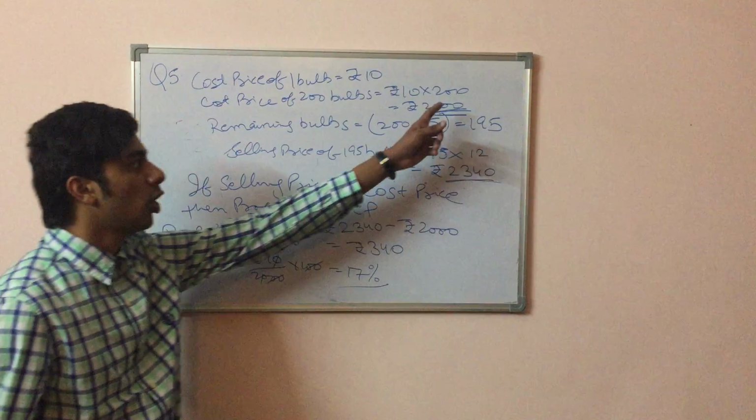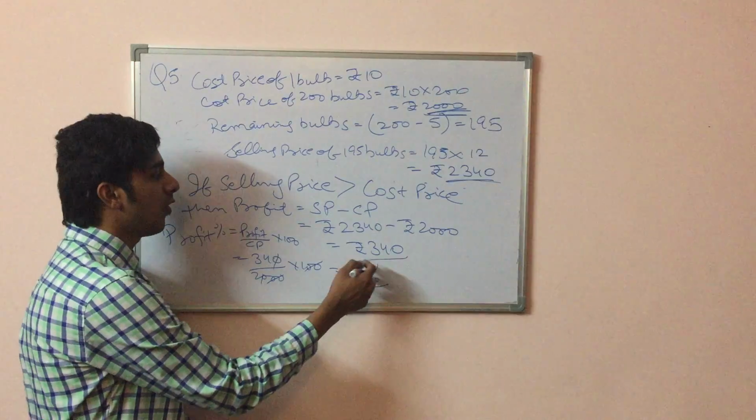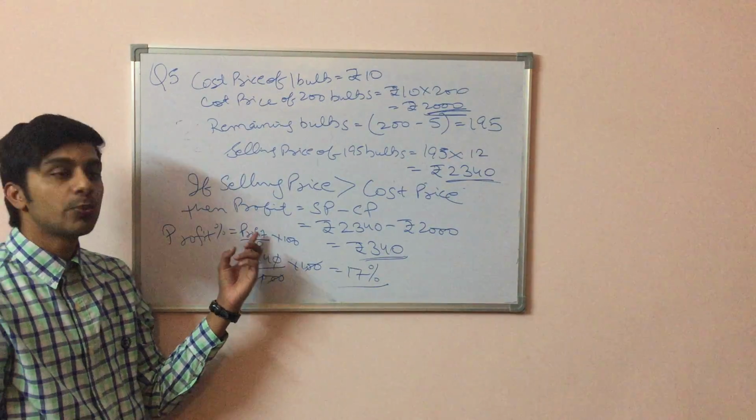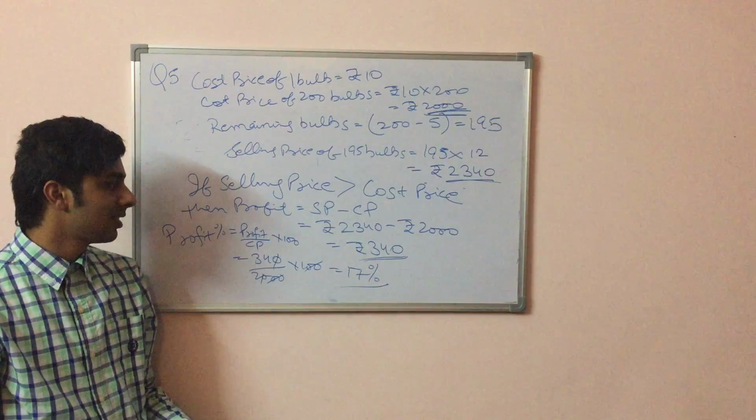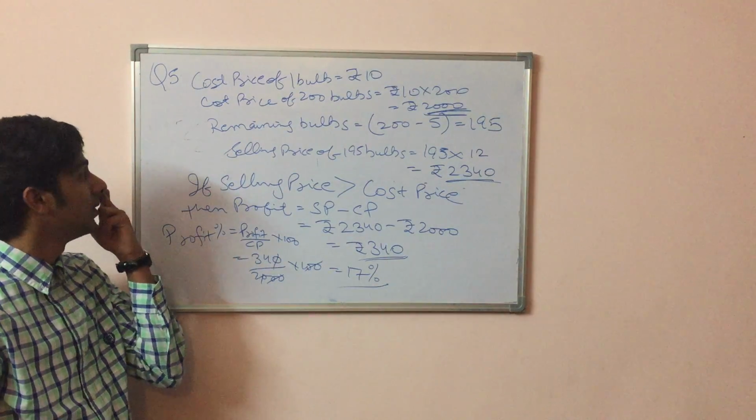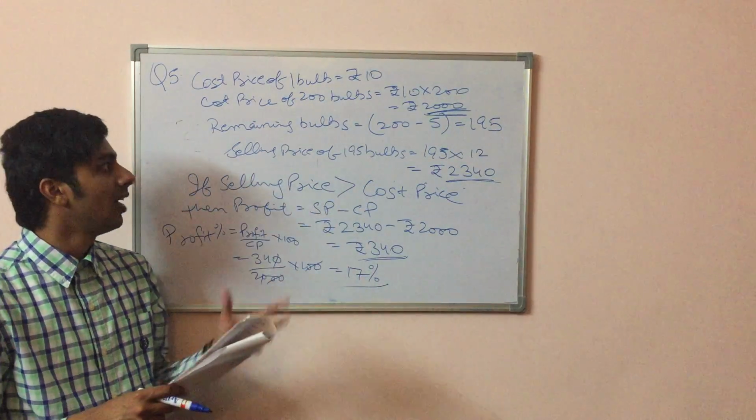So this is our cost price, this is our selling price, this is our profit, and profit percent is profit divided by cost price into 100. So this comes out to be 17%, right? So these were all the 5 questions which we have in our test.